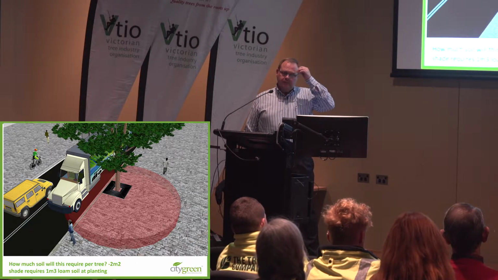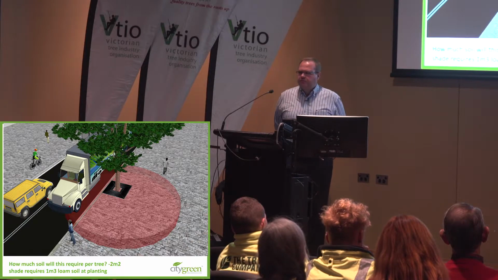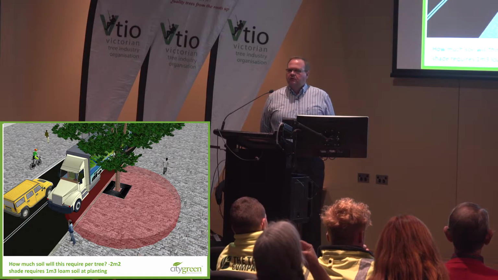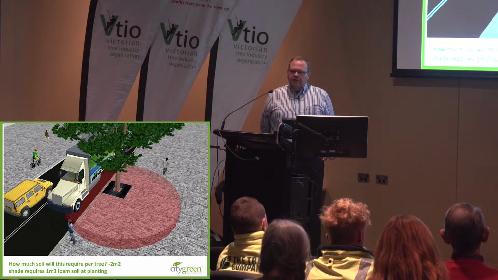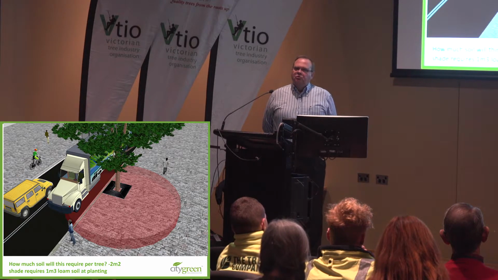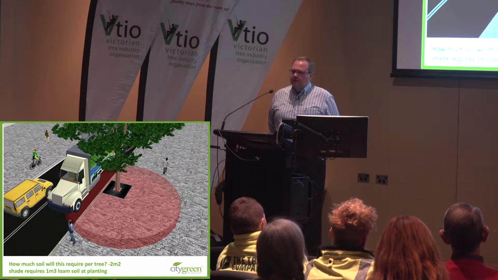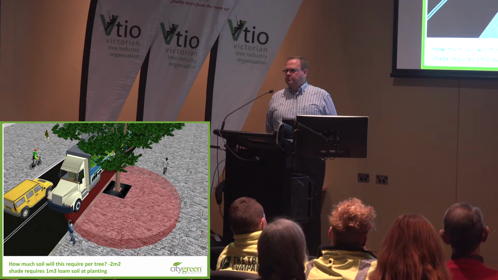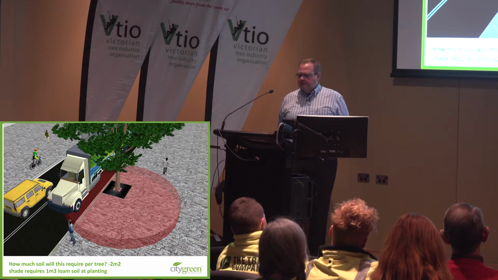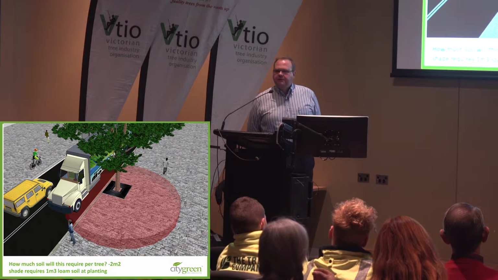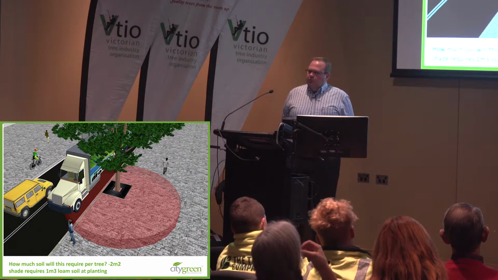So one of the interesting formulas that's come up in Australia started as a rule of thumb that for every 2 square metres of shade that we want to provide, we need to provide 1 cubic metre of loam soil. Now we'll run through the case study regarding this in a few minutes, but it's a simple rule of thumb.